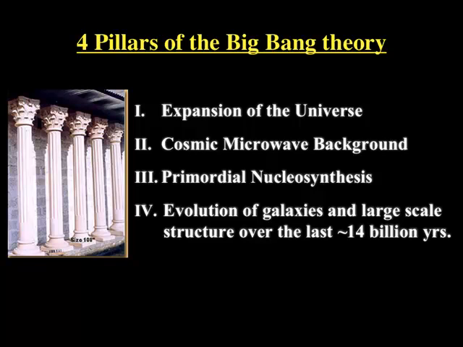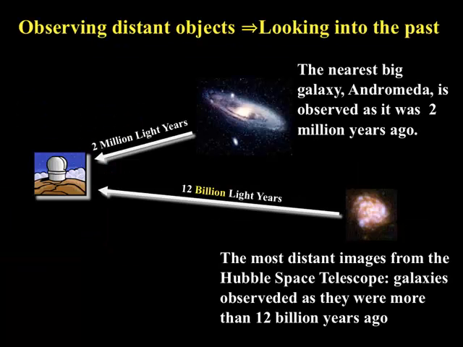And the most distant galaxies, I see them as they were billions of years ago. So we see Andromeda as it was 2.5 million years ago. That's the nearest big galaxy to us. But some of the most distant galaxies we can see, for example, with the Hubble Space Telescope, we're seeing them as they were more than 12 billion years ago. And that's a significant fraction of the time back to the Big Bang.